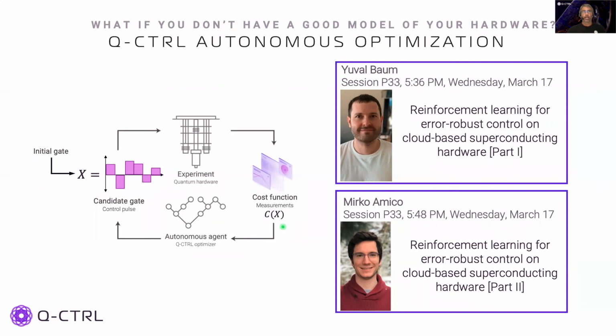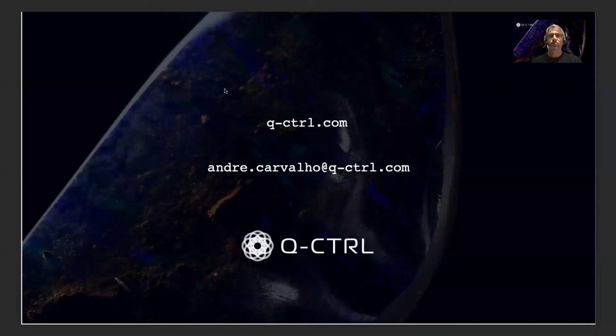In my last slide, I want to address a question that some of you may be asking right now. What if I don't have a good model for the quantum system? This is a question that we at Q-Control have been exploring as well, and I'd like to point you to 2 talks from our team. In their presentations, Yuval and Mirko will show how one can treat the quantum hardware as a black box and use machine learning techniques to design single and 2-qubit gates that outperform the default gates on IBM Quantum devices.